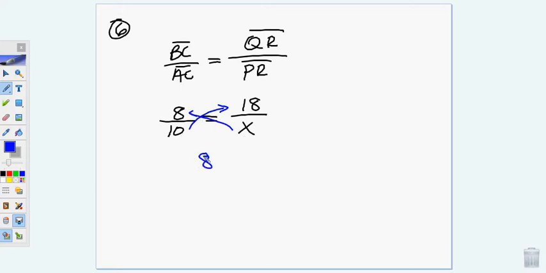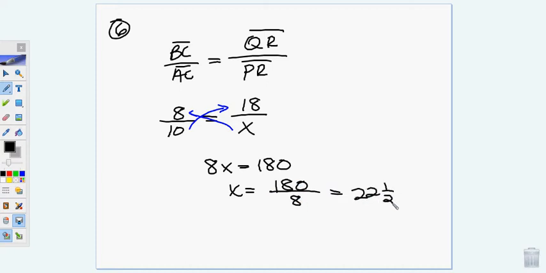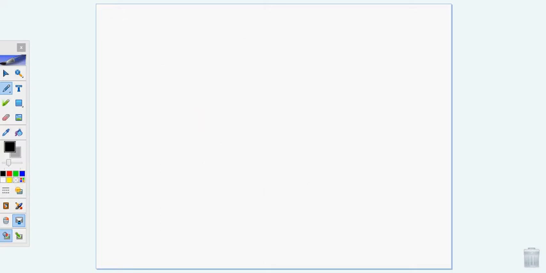8, whoops, let's not do that. Go back to my black pen here. 8x equals 180. So then x is actually equal to 22.5. Alright? Again, the same idea, just recognizing that the different pieces are corresponding.